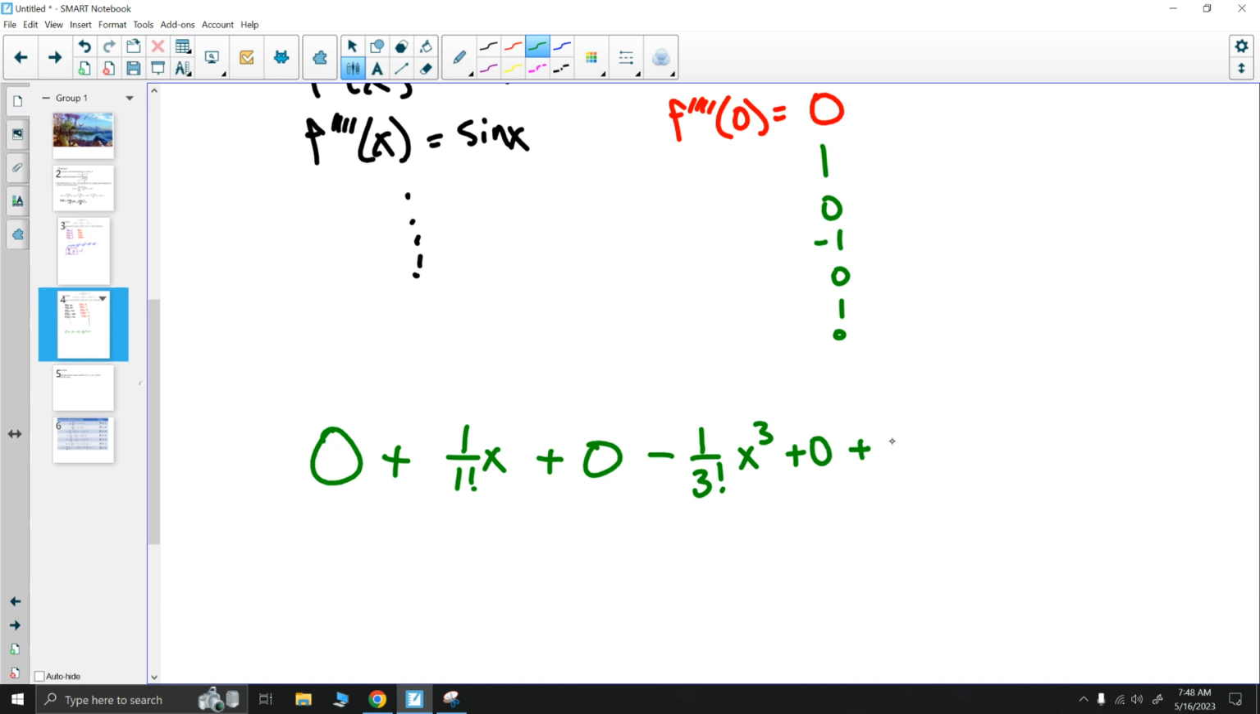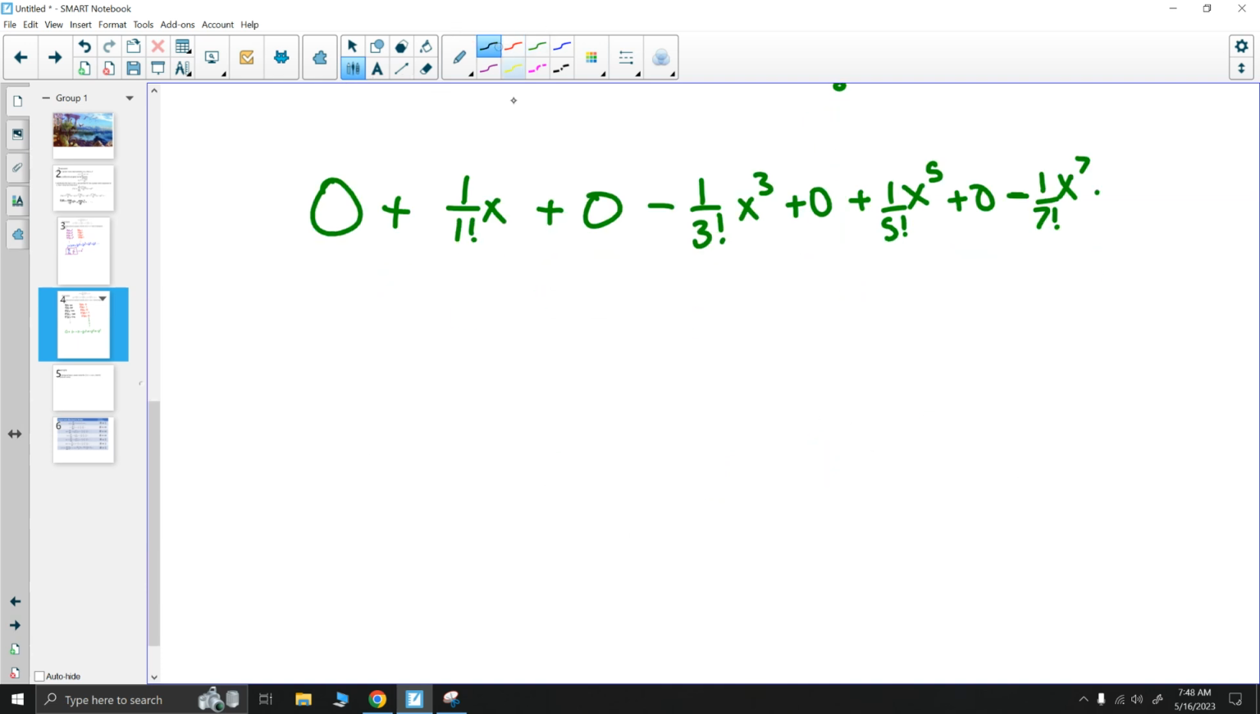Plus x to the fifth, 1 over 5 factorial, like that. Then it's going to be a plus 0, and then it will be a minus x to the seventh, 1 over 7 factorial. And so basically, if you notice, we have zeros every other term. And so we really don't need them. We're going to shrink this down. This is essentially then x over 1 factorial minus x cubed over 3 factorial plus x fifth over 5 factorial minus x seventh over 7 factorial plus dot dot dot. Okay, so I think we can see this pattern emerging here.